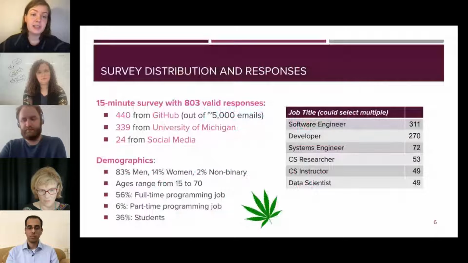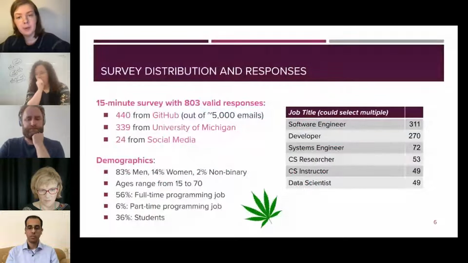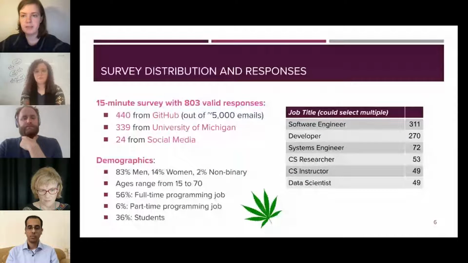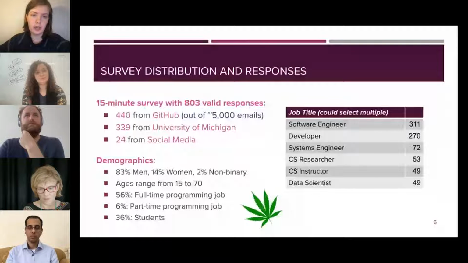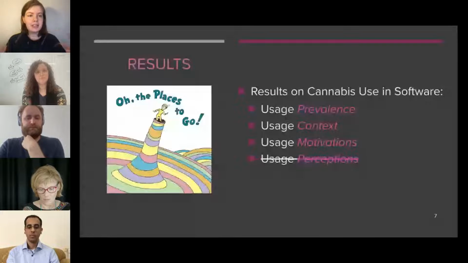To do this, we conducted a survey which we sent to developers from popular GitHub projects and to current and recent graduates at the University of Michigan. We received 803 valid responses. Over half had full-time programming-related jobs, and the most common title was software engineer. A more detailed breakdown and contextualization of our population is in our paper. So now it's time to get to the exciting bit.